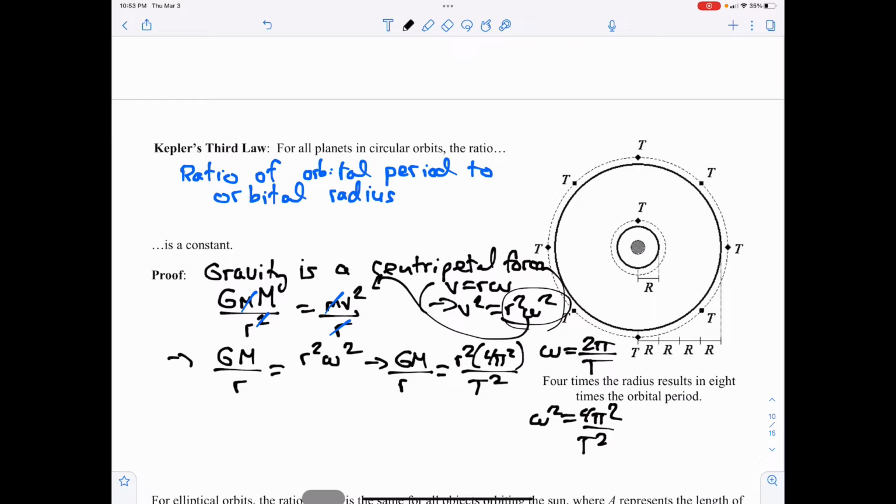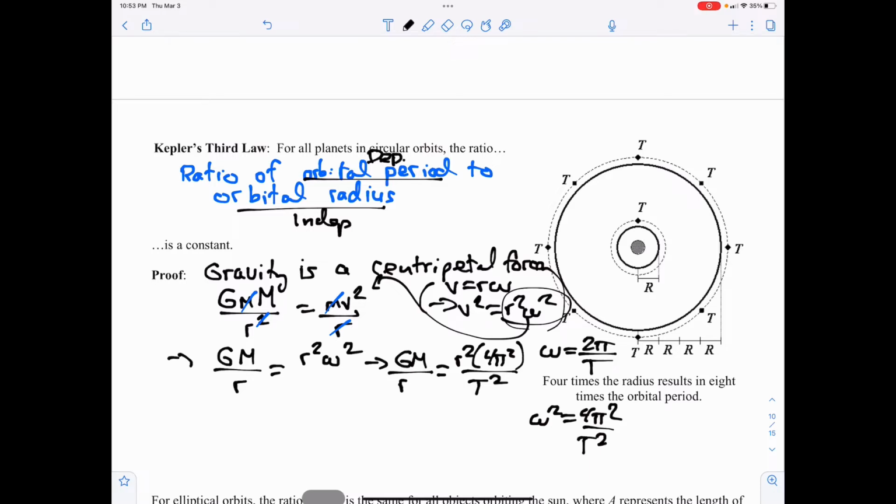Now here's what I'm going to do to clean things up, because really what I want is orbital period as a function of orbital radius. Orbital period is our dependent variable, orbital radius is our independent variable. So that means I have to solve the equation for this, and I can do that by multiplying both sides by r.